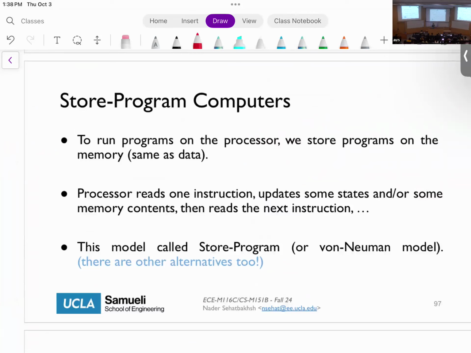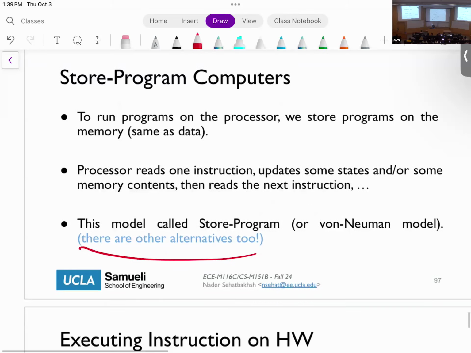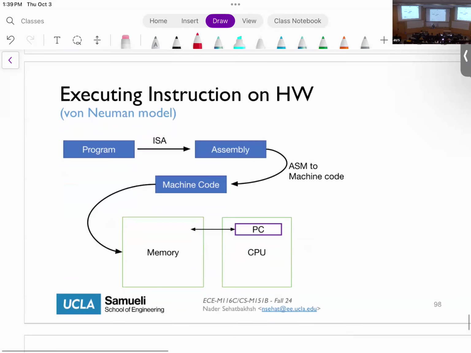We run things in the memory. We go step by step. And as I told you, there are other alternatives. This is what we call data flow. We're going to come back to this very late in the class, in week 9 or 10. Okay? So this is to have a flow graph picture.